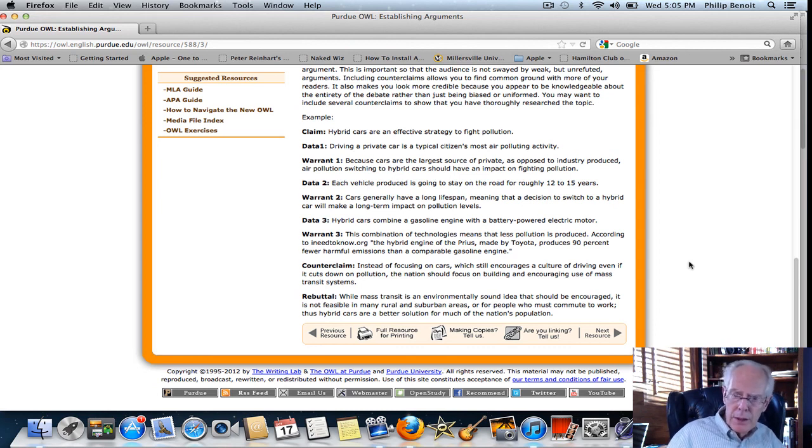And then you rebut that just by saying, well, it's a good idea, and it should be just encouraged, but it just doesn't work for very many areas, suburban areas, rural areas, and people have to commute. Hybrid cars are a better solution for much of the nation's population. So that's how you would organize an argument using the Toulmin method.